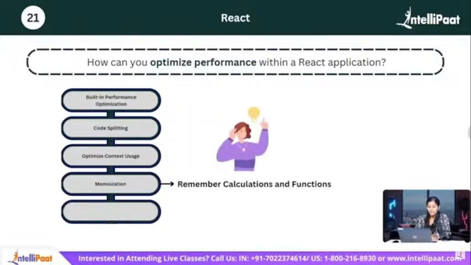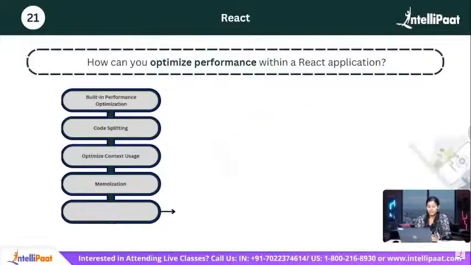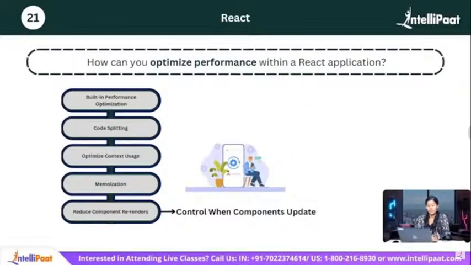Next, we have remember calculations and functions, that is memoization, like the caching and cookies and session data, temporary data, so that it doesn't have to be loaded over and over again. Next, you have reduce component re-renders, control when components update. Don't go around updating the same component over and over again. You can add new features, but don't go around and keep on updating the components.